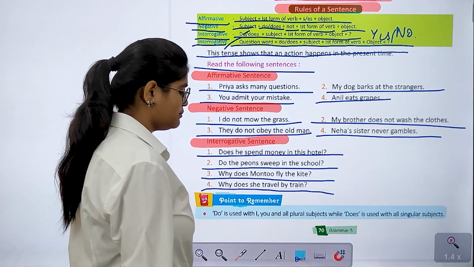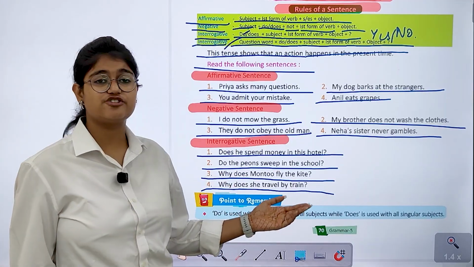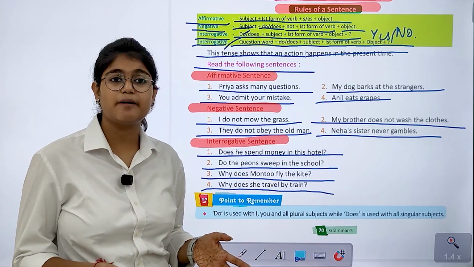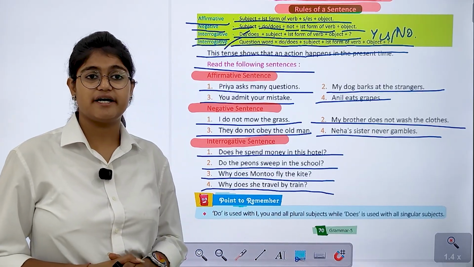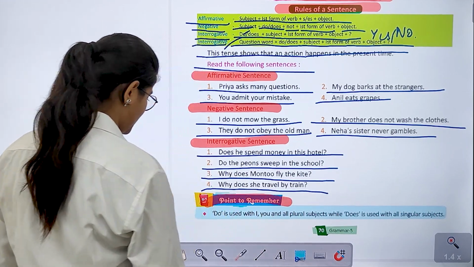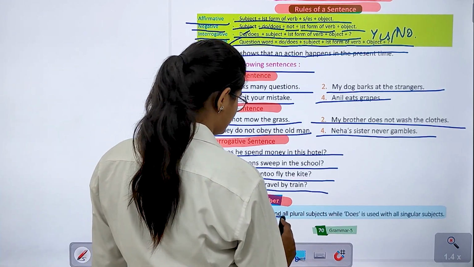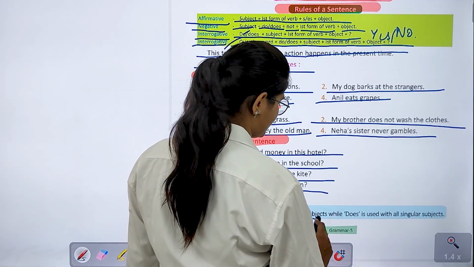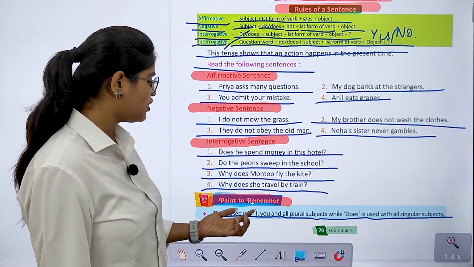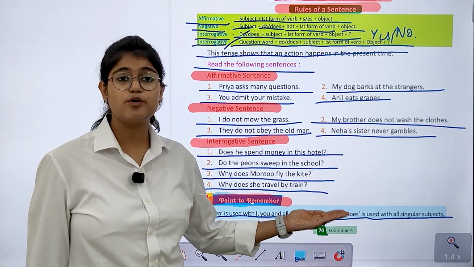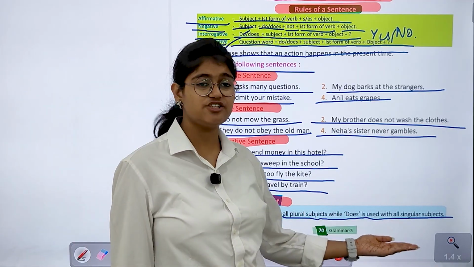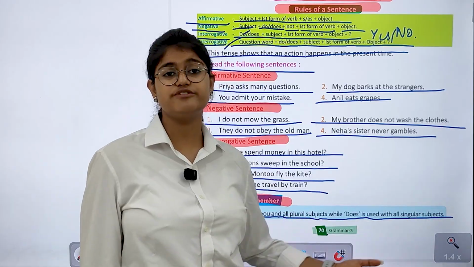Why does she travel by train? Now these are the questions whose answers you cannot give only in yes or no. You will have to write a complete statement for which the question has been given, right? After that we have one point to remember. Let's read it. So do is used with I, you and all plural subjects, and while does is used with all the singular subjects. So do is always used with I, you and all plural subjects, but does is always used with a singular person.